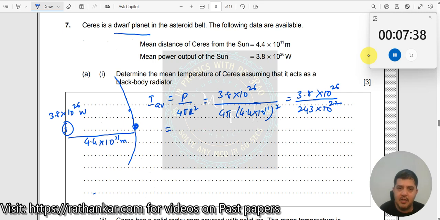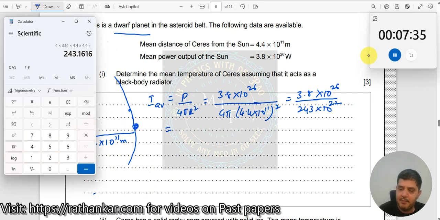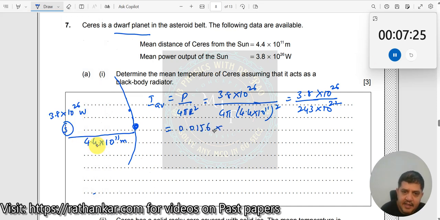So, thus this should now be equal to 3.8 divided by 243, which is 0.0156, into 10 to the power of 26 minus 22. Sorry, 26 minus 22 is 4, not 24. So, 10 to the power of 4, which should be equal to 156 watt. So, what is this now? This is not watt, this is watt per square meter. This is the intensity received by any object which is going over here.